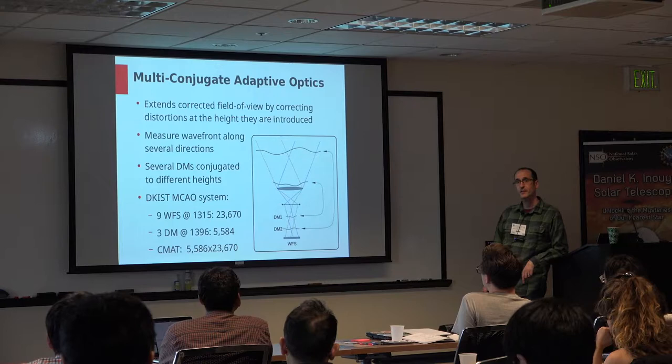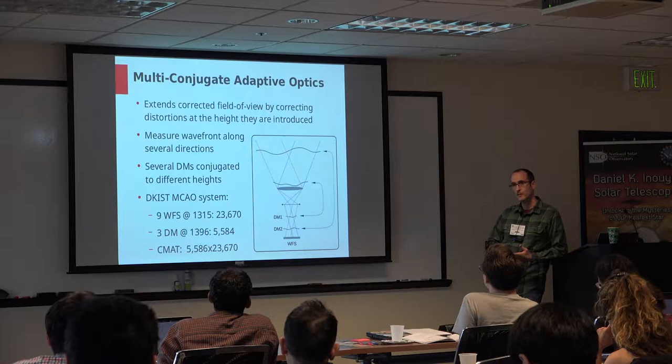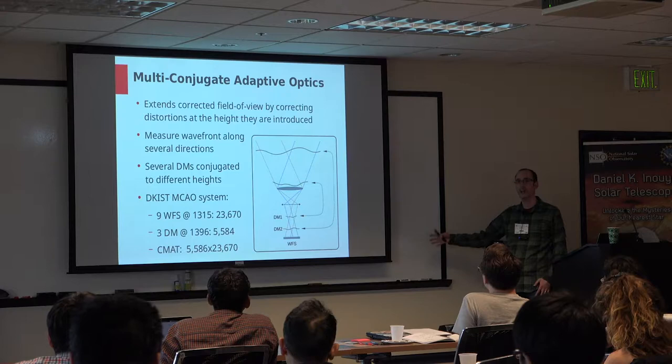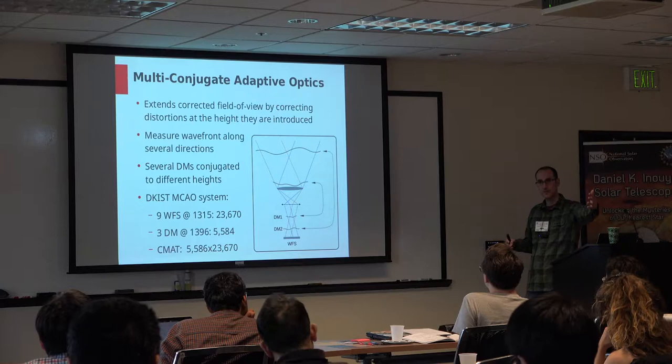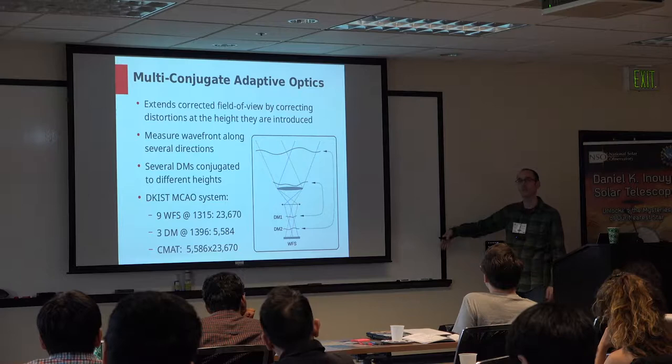Yes? What do you mean by conjugated to different heights? Well, conjugated in the optical sense. In the optical sense, when you conjugate a plane to another plane, they're said to be equivalent. A simple example: the sun is conjugated to the focal point of your camera, your telescope. So these two planes are conjugated to each other; they're equivalent. What you see in the sun is the same as what you see in that plane. Now, if you start moving that plane away from the sun and bring it into the atmosphere and find the height that you want, that's where you put your deformable mirror.